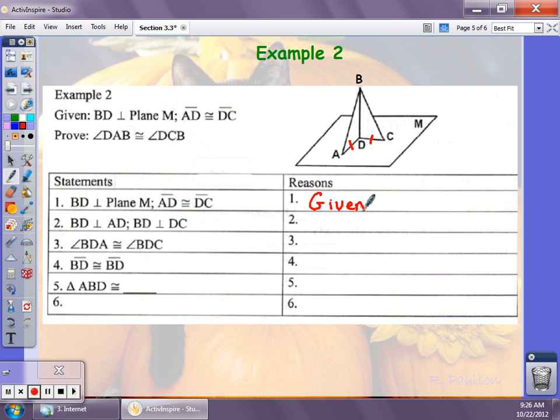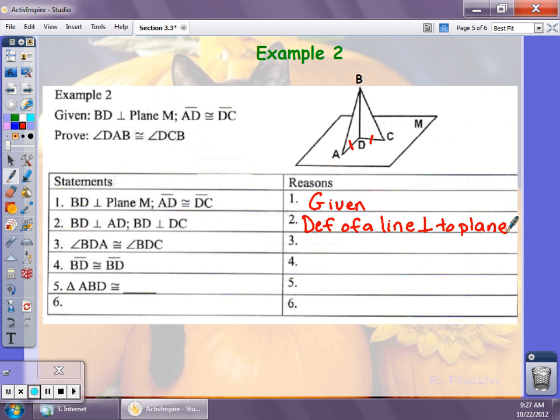Based on the first part of the given statement, I now know that BD must be perpendicular to AD and that BD must also be perpendicular to DC based on the definition of a line perpendicular to a plane. So that slide that we talked about before. So our reason for this is the definition of a line perpendicular to a plane.